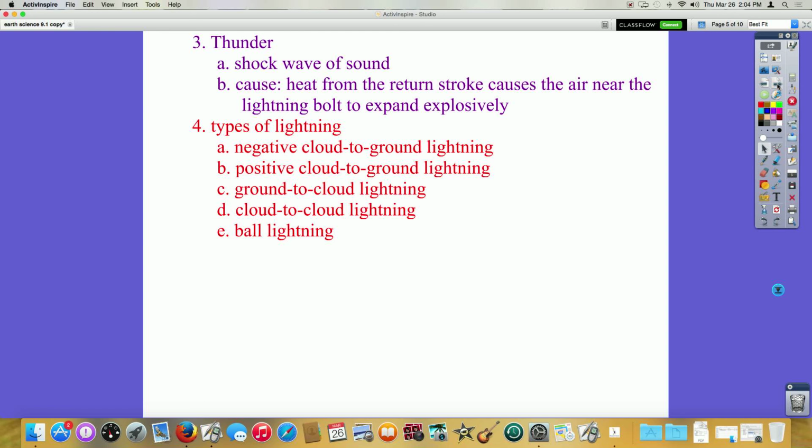Thunder. Remember I said that we talked about that heat formed by the electricity moving through the lightning bolt? Well, here's where we're talking about it.